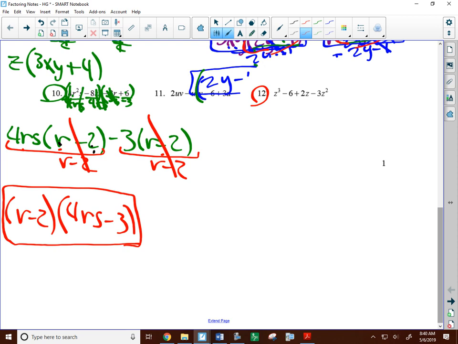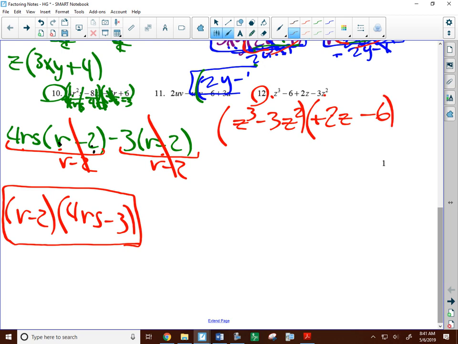Now, what's worked so far is they've been variables together. So the suggestion over here is to group a different pair. I'm going to write these in descending order, the highest exponent first. Z cubed minus 3z squared plus 2z minus 6. Then the suggestion was, hey, group 2z and the negative 6, and then I'll group the z cubed and the 3z squared. Now it'll work. So, group the first two and the next two.